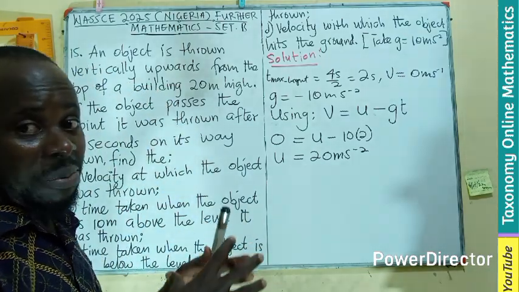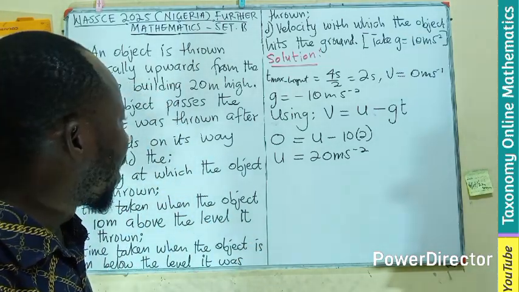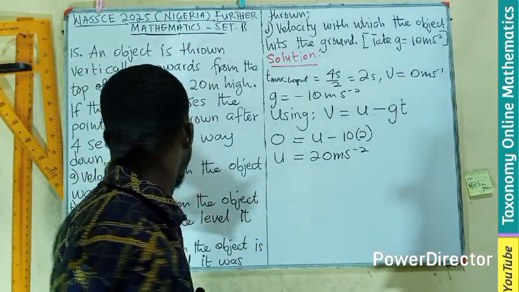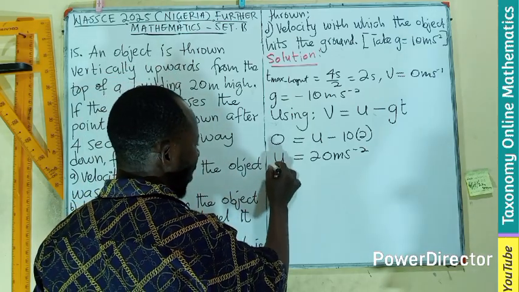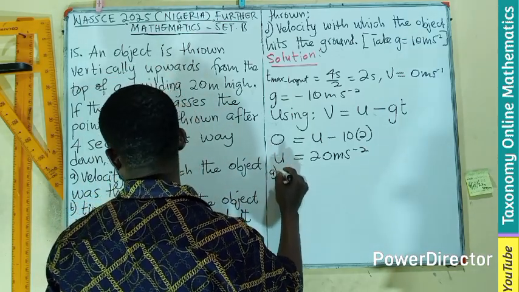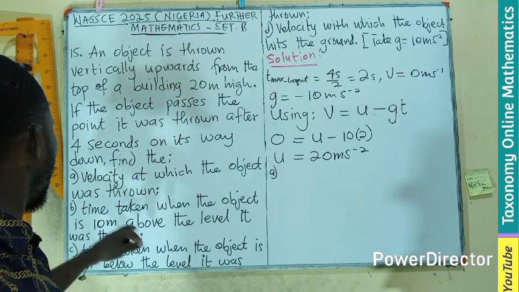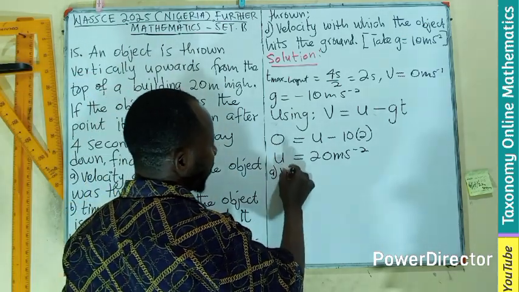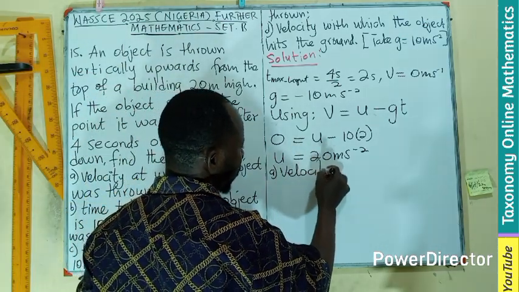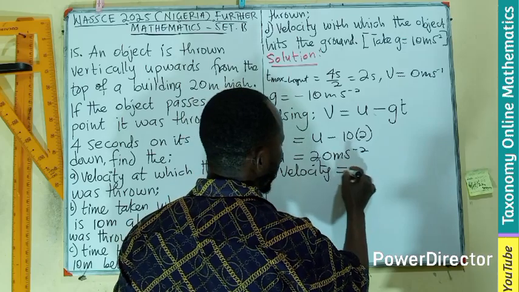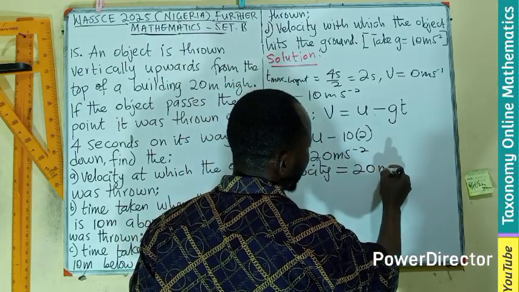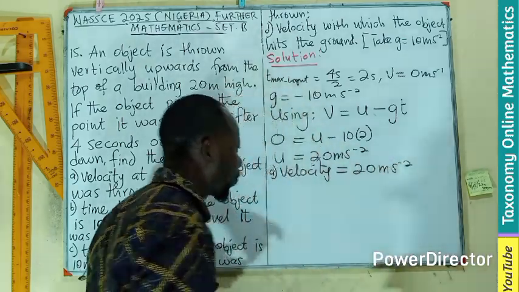I think I'm cramming everything because of the space I have to manage. So therefore, if I'm asked to find this velocity, the velocity will be equal to 20 meters per second.